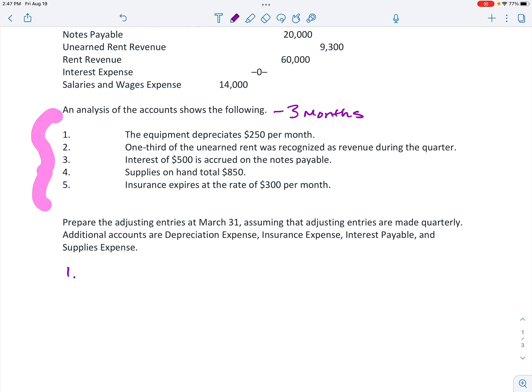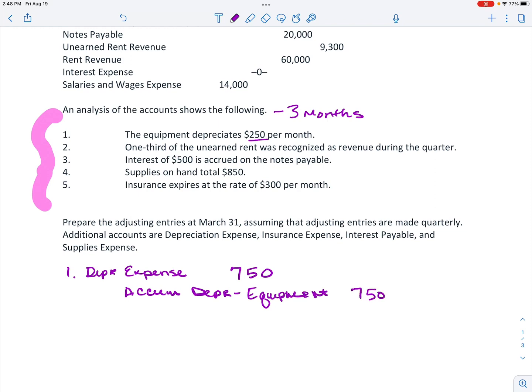So when we do the adjusting entry for depreciation, we're going to debit that depreciation expense. Again, this is for 3 months. It's $250 per month, so that equals $750. And then we're going to credit our accumulated depreciation. And this is on equipment. We'll just note that. And we will credit that for the $750 as well.